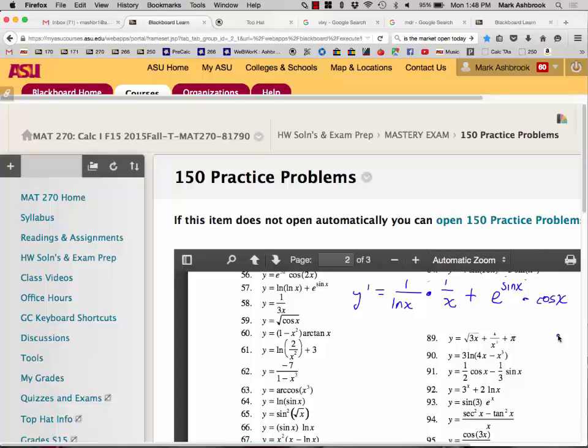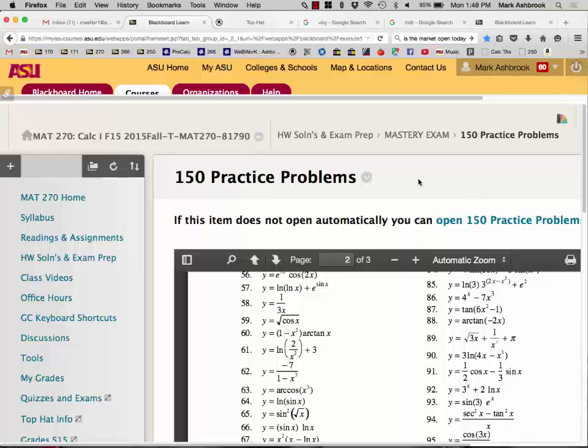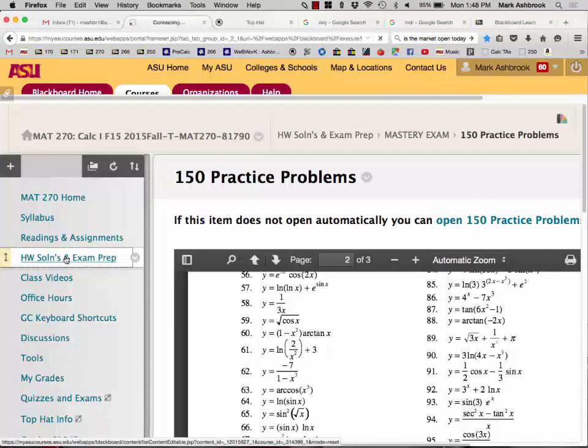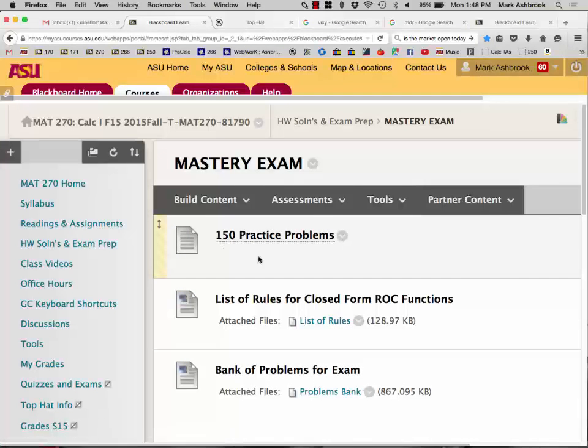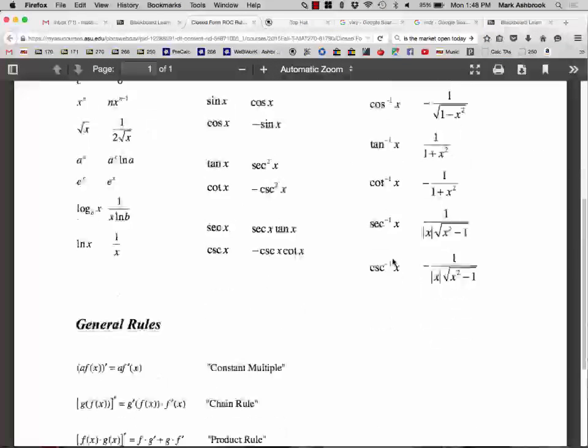Okay, let's talk about the master exam. The master exam will consist of two parts, first half, second half. If you go to homework solutions and exam prep, where you get these practice problems, those practice problems are now in this first folder, master exam. You're going to do more for Wednesday. There's that same list that you've been using, and now I've posted the list of rules. Let's look at that for your study purposes.